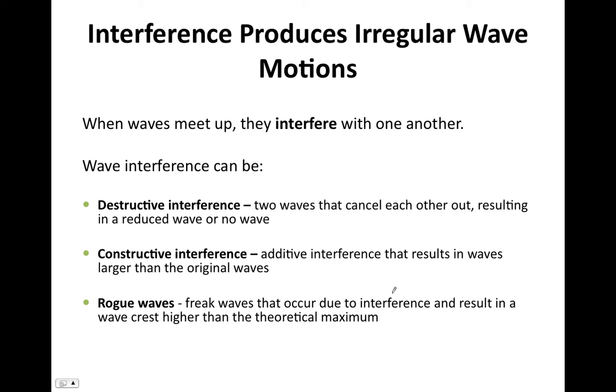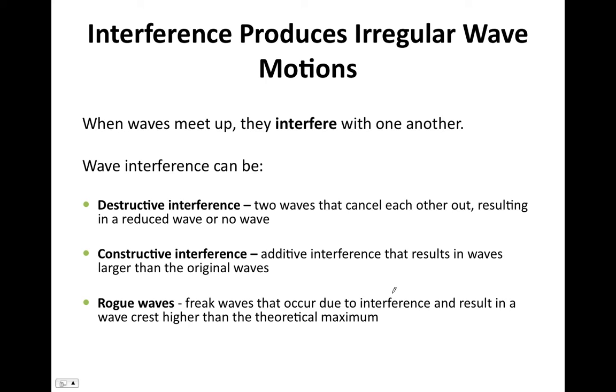Destructive interference is whenever two waves interact with each other in a manner that they cancel each other out, resulting in a reduced wave or no wave at all. Where constructive interference is whenever the waves interact with one another and they produce an additive result, where the resulting wave is larger than the two waves themselves that are interacting with one another.